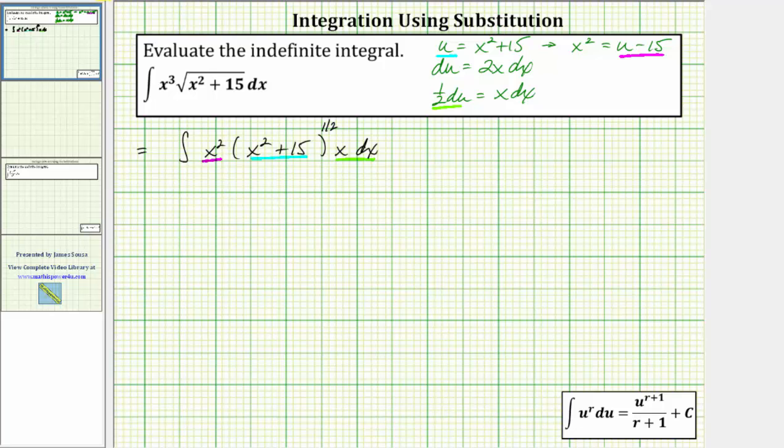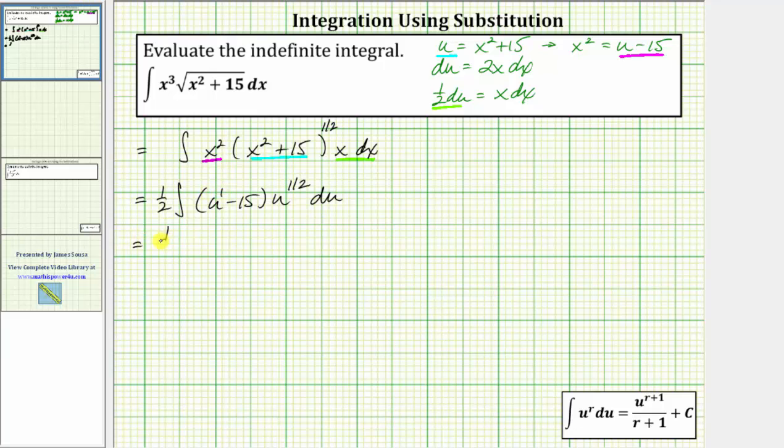Performing the substitution, we have the integral of, again, x squared is equal to the quantity u minus 15. X squared plus 15 is equal to u, so we have times u to the 1/2. And x dx is equal to 1/2 du. So let's factor out the 1/2, and we have differential u. Next step, let's distribute the u to the 1/2. Remember, u is the same as u to the first.